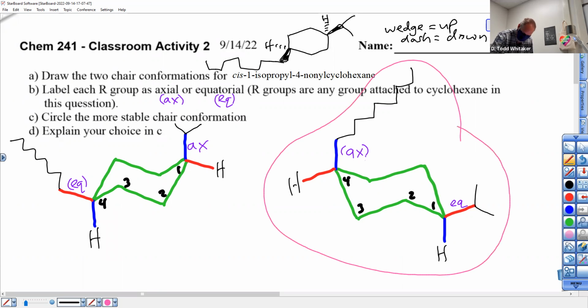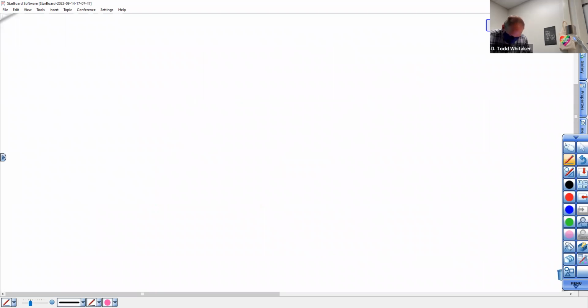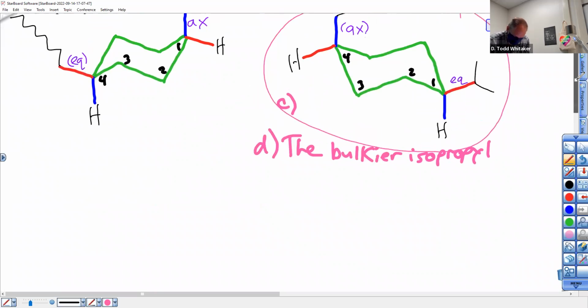Your explanation is going to match pretty much the one from before. The circle was the chair with the bulkier isopropyl group, and the group avoids what? Diaxial. Okay, I'm going to give you 2.5 out of 3.